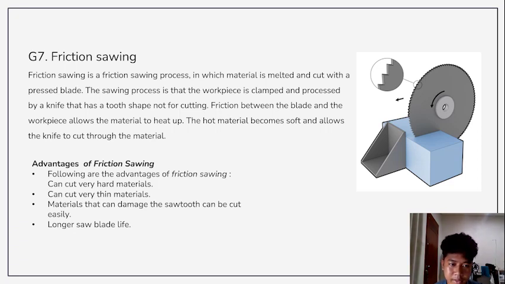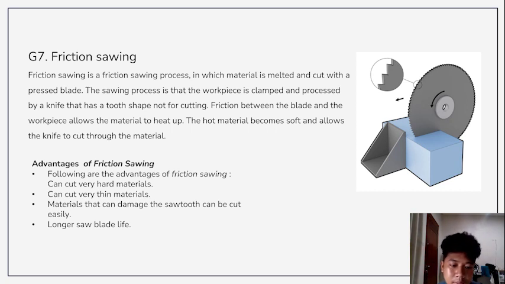Next up is friction sawing. Friction sawing is a process in which material is melted and cut with a pressed blade. The workpiece is clamped and processed by a knife that has a tooth shape not meant for cutting. Friction between the blade and the workpiece allows the material to heat up. The hot material becomes soft and allows the knife to cut through it.